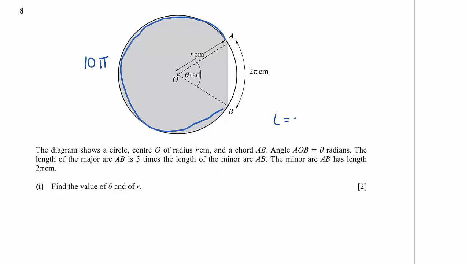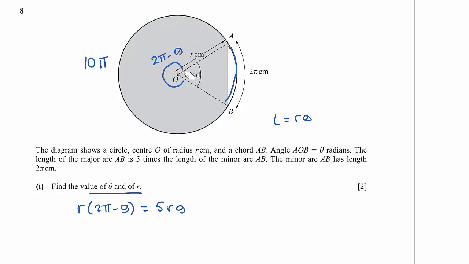We know that L is equal to r theta. Anyway, we're asked to find the value of theta and of r. Well, this angle here is 2 pi take away theta because it's 2 pi all the way around. So we know that r, 2 pi take away theta, is going to be 5 times r theta. This one here is just r theta, and this one all the way around is 5 times that.